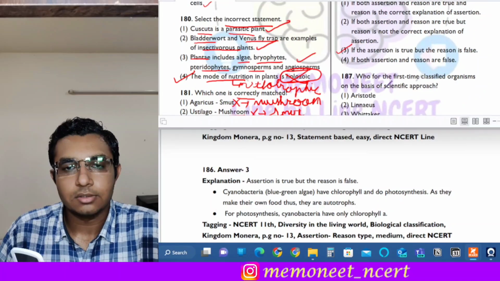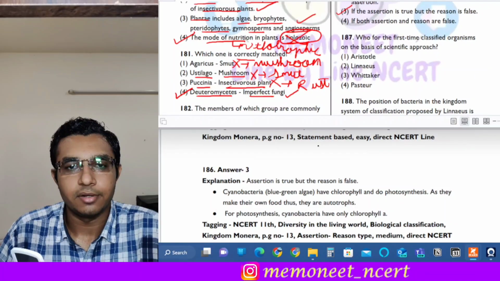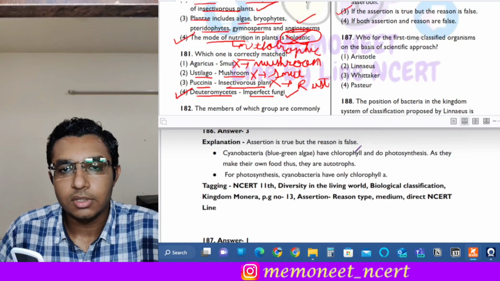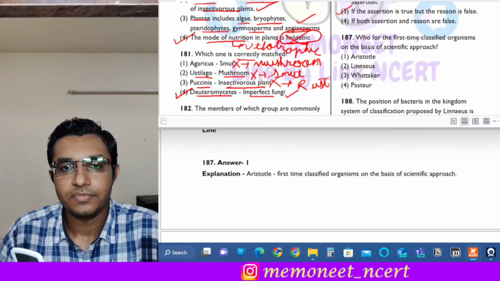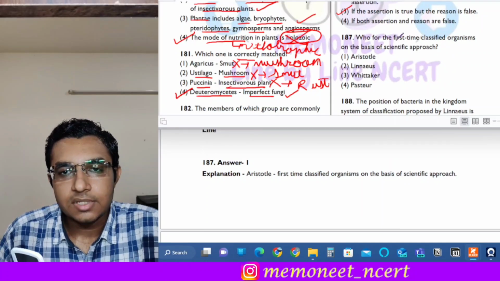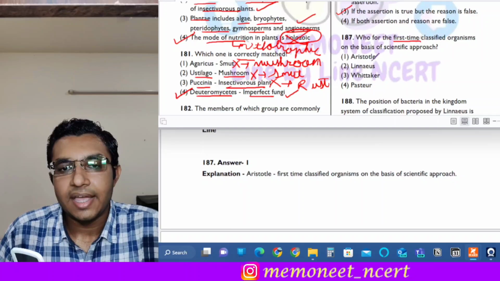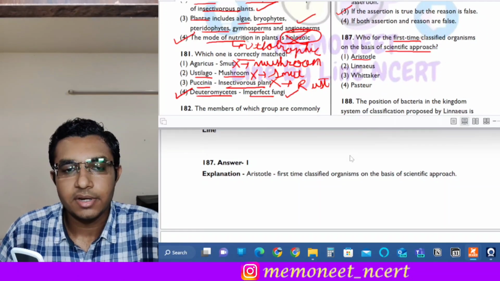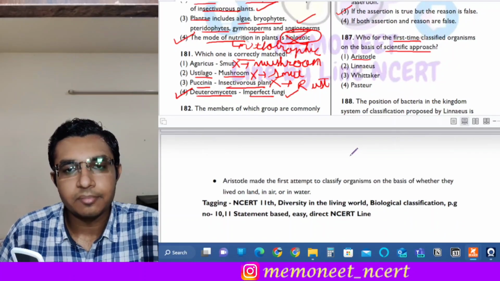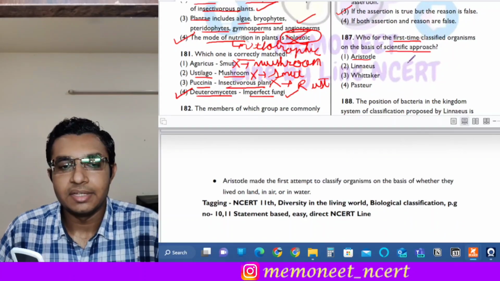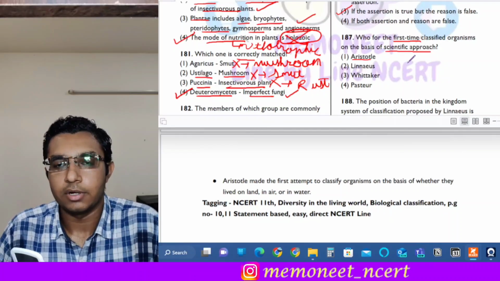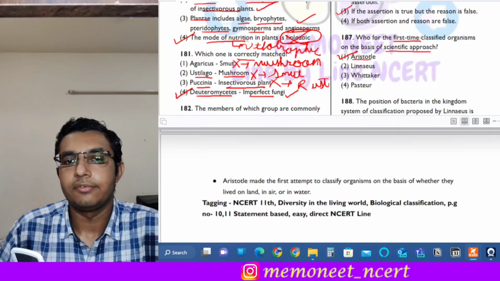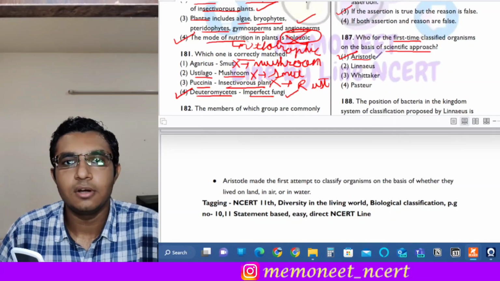Moving on to the next question, that is question number 187, and it states that who for the first time classified the organisms on the basis of scientific approach. Now see, the first time classification. First time Aristotle classified the organisms on the basis of scientific approach. And how did he classify them? He classified them on the basis of habitat, the animals living on land, air or water. So Aristotle was the first one to classify the organisms on the basis of scientific approach. So the correct answer of this question will be option 1.